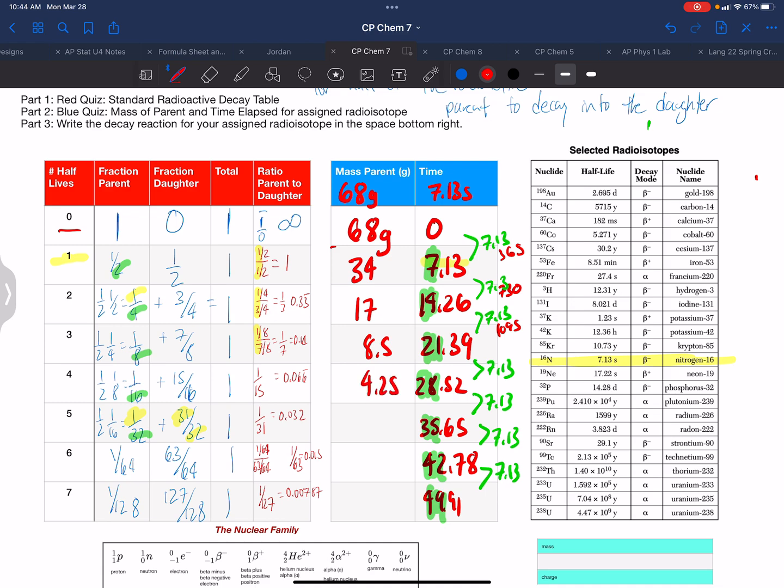And half of 4.25 is 2.125. And half of 2.125 is 1.0625. And half of 1.0625 is 0.53125.